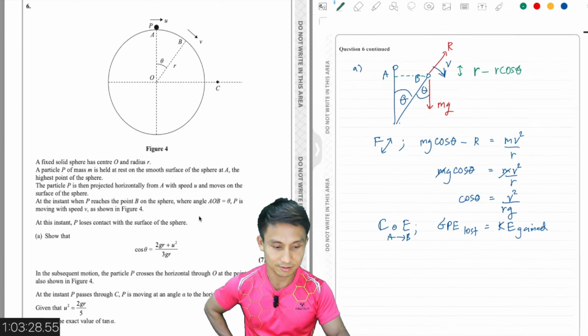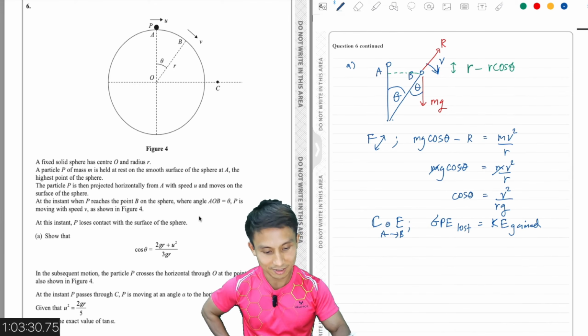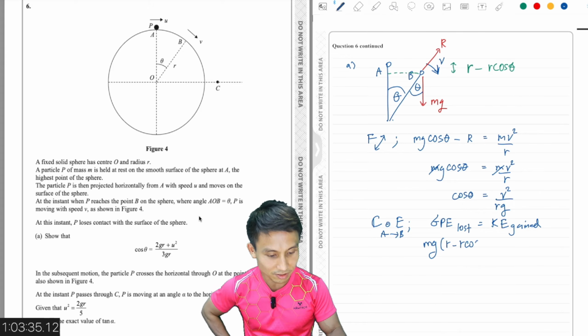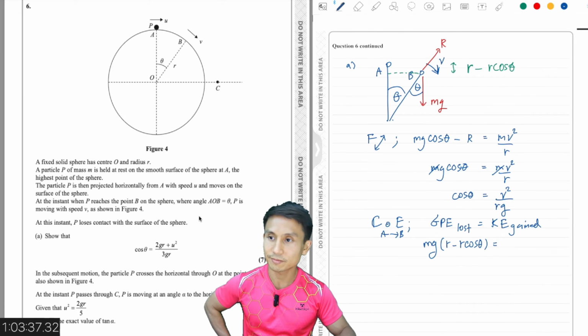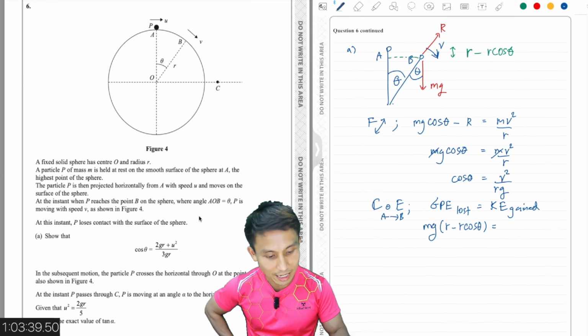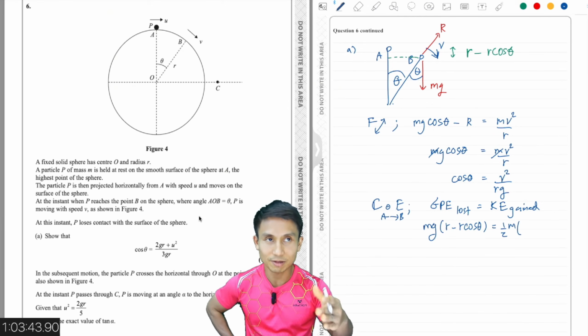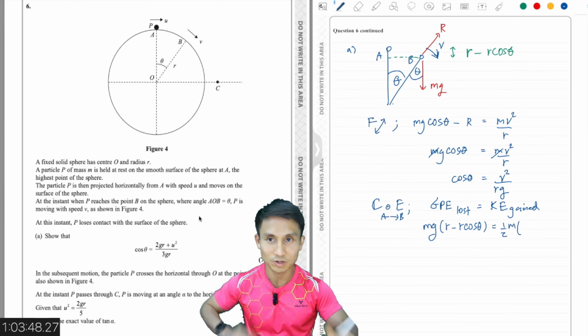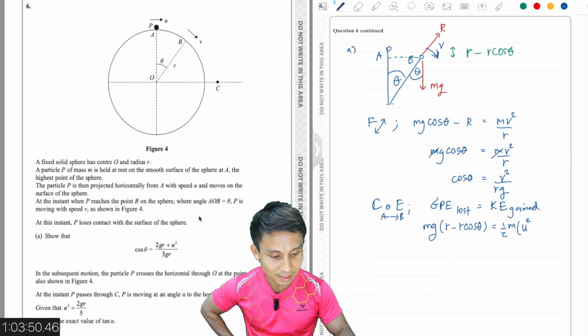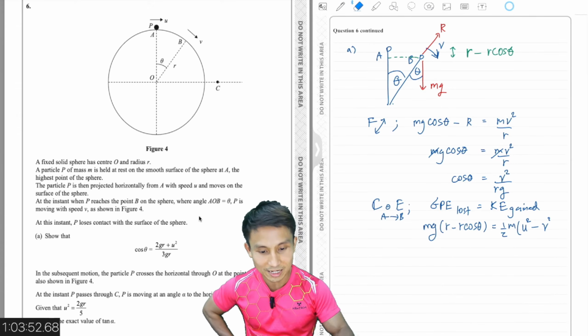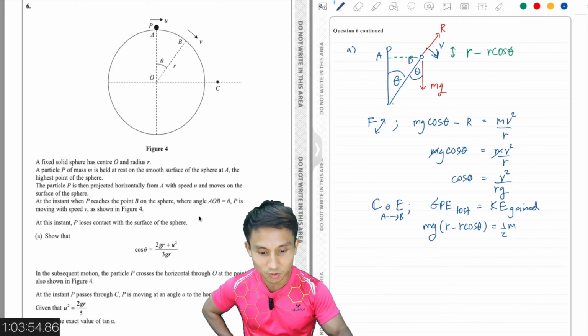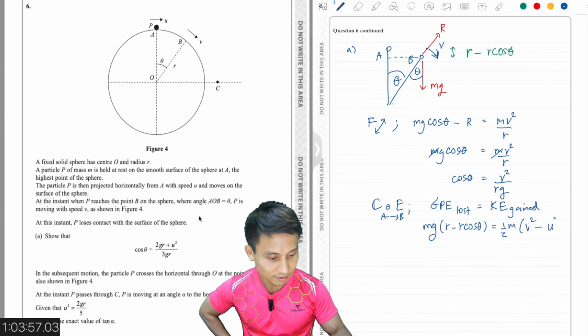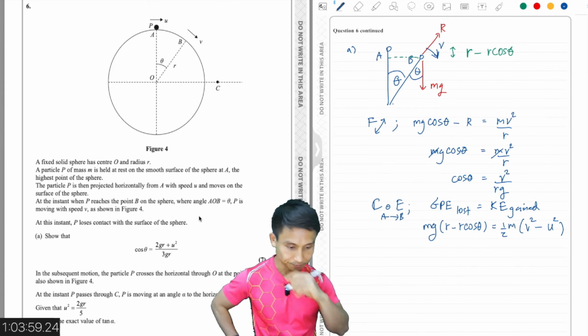Like that. So that is the change in height, which is the GPE loss. So we do mg(r − r cos theta) equals the KE gain. So that's half m v squared minus half m u squared. The first one is just u squared and the other one is v squared. Well, you are gaining, right? So hang on, v squared should be more than u squared, right? Because u squared is the initial speed.